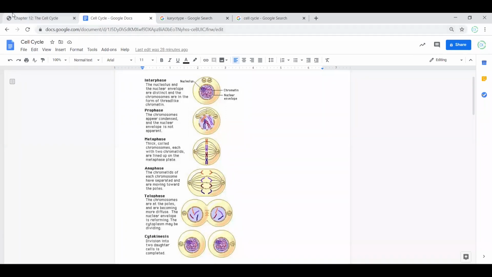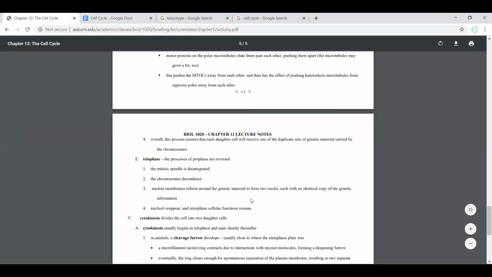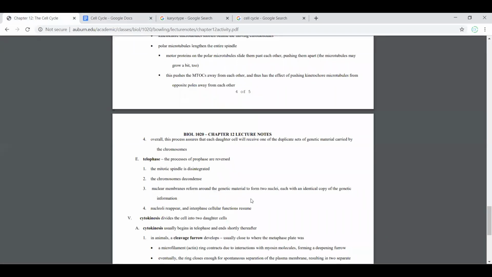Okay, so the final phase of mitosis is telophase. And pretty much everything that happens in prophase is reversed: the nuclear membrane comes back, the chromosomes decondense, the mitotic spindle goes away, the nucleoli reappear, and pretty much it goes back into interphase.